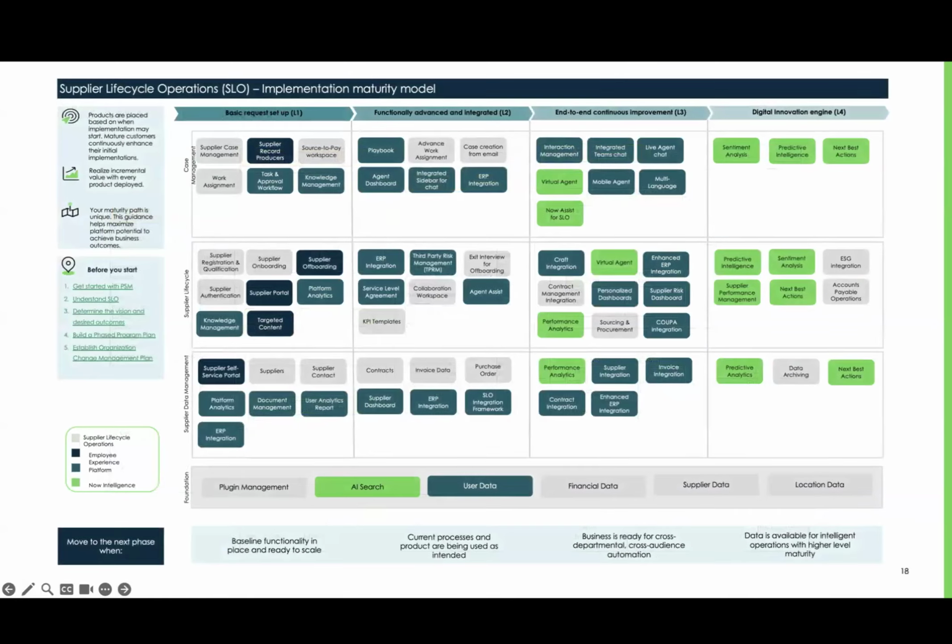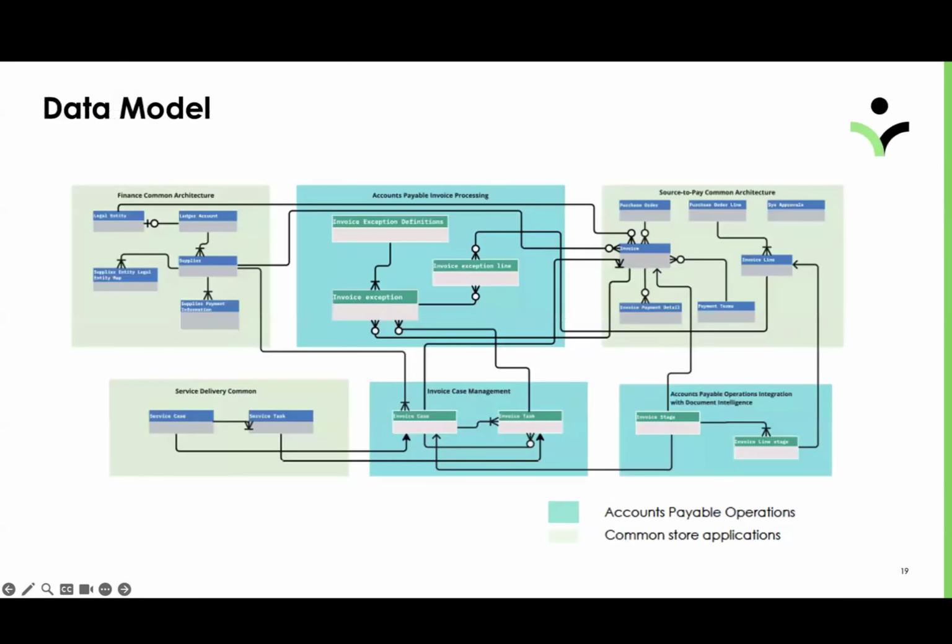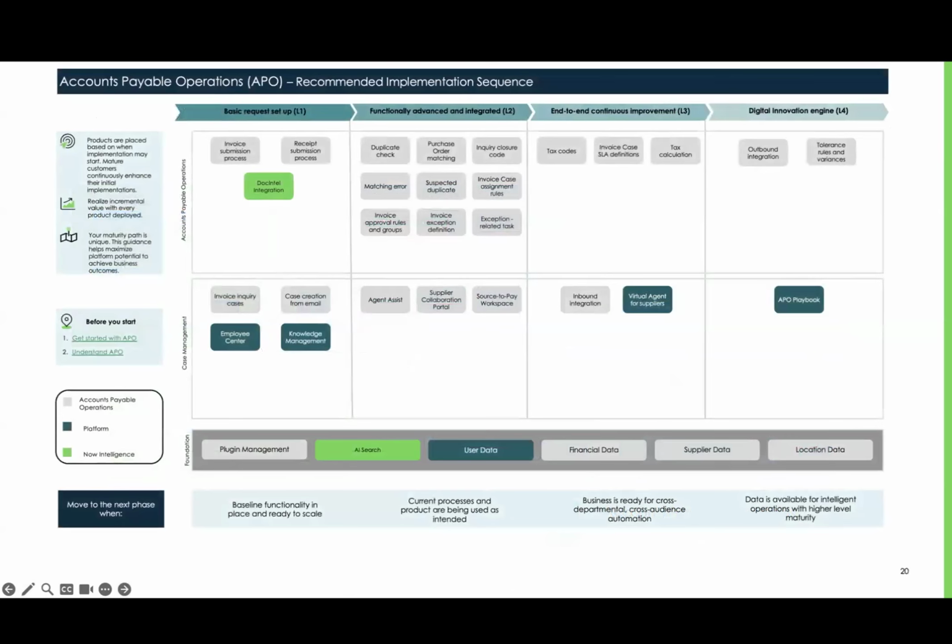And we have an implementation maturity model as we do for all our products around what should be configured first and how that can be absorbed and taken on by a customer, dependent on their ability to consume and what stage they're at. Similarly, the APO data model and how that looks, and a maturity model for that as well.